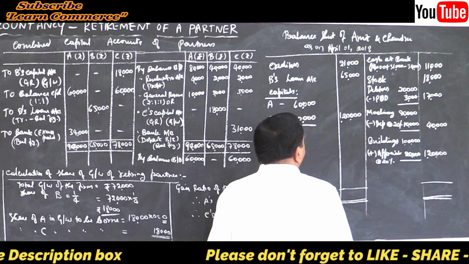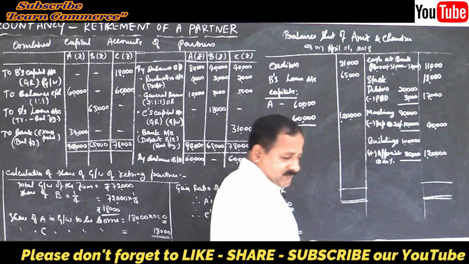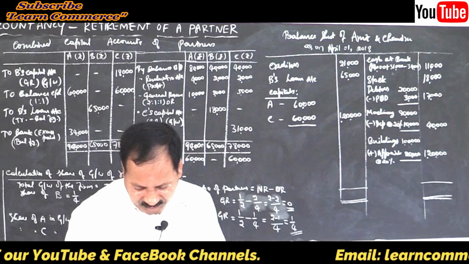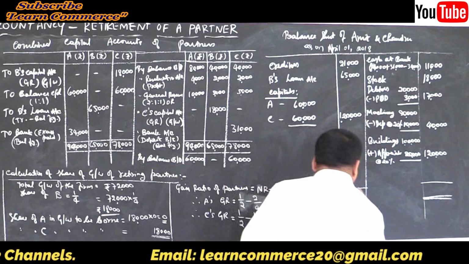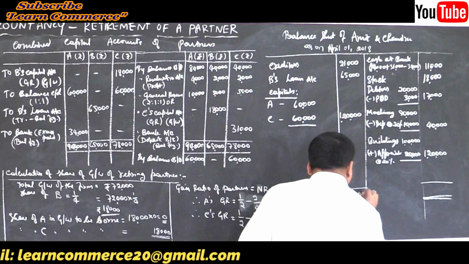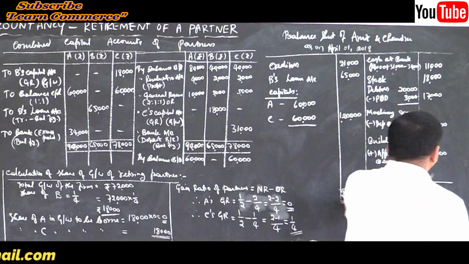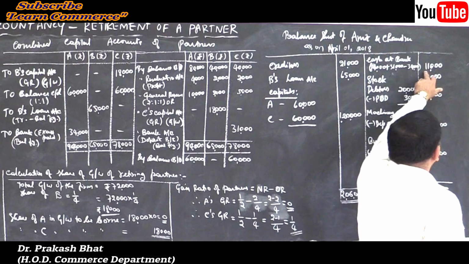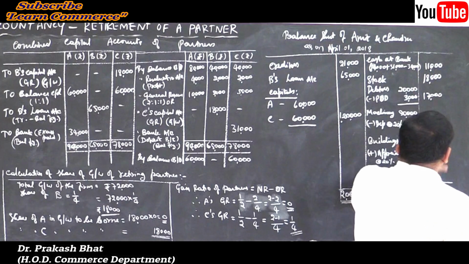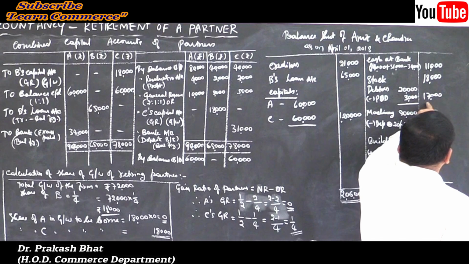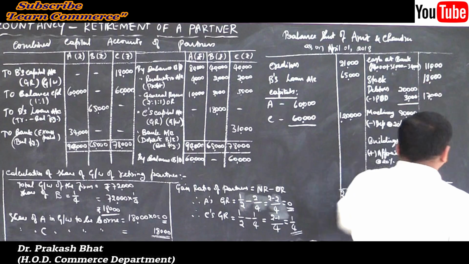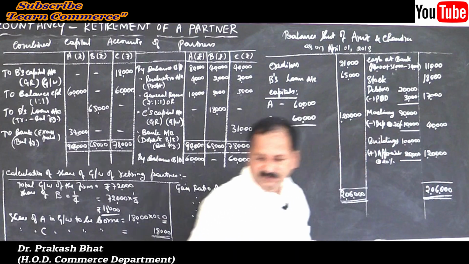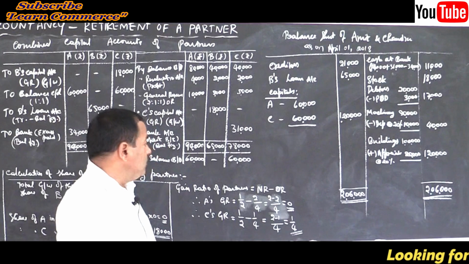Is it 2,06,000? Is that the balance sheet total? Yes, it is 2,06,000. It agrees. This is how you have to solve a problem.